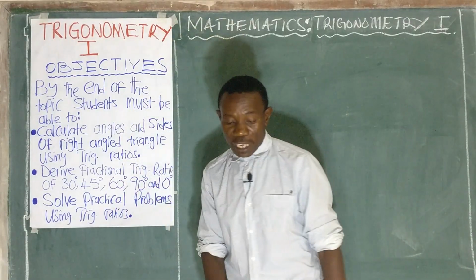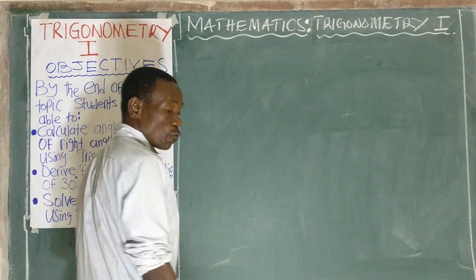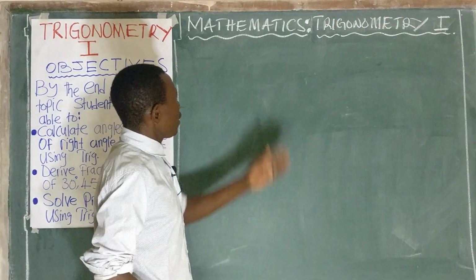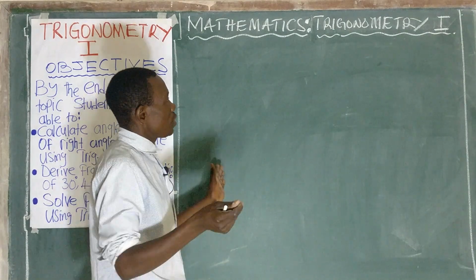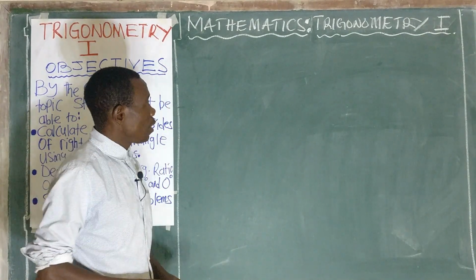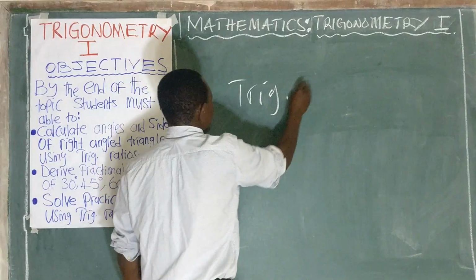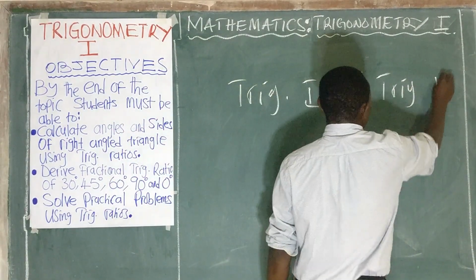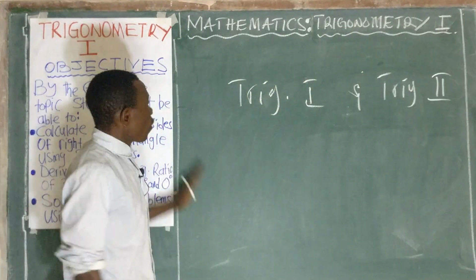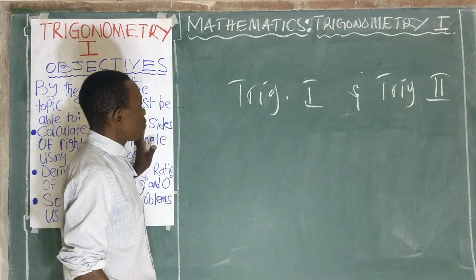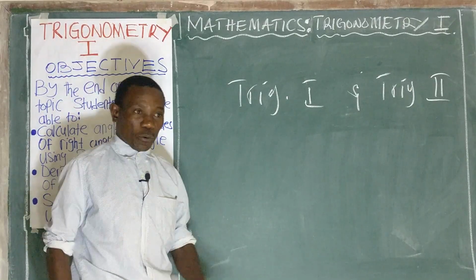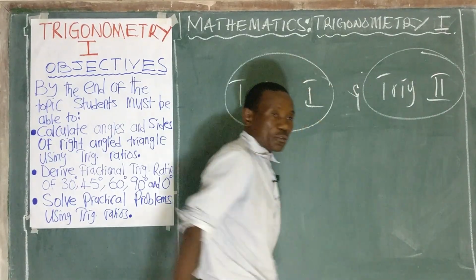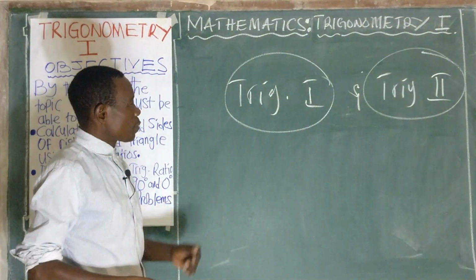Now the first thing that we do here is to get to know what it is about the Trig 1. The moment I indicate Trig 1, it means we have got categories of trigonometry. We have Trig 1, and somewhere there is another type, Trig 2. We have already defined trigonometry as the branch of math that deals with triangles.